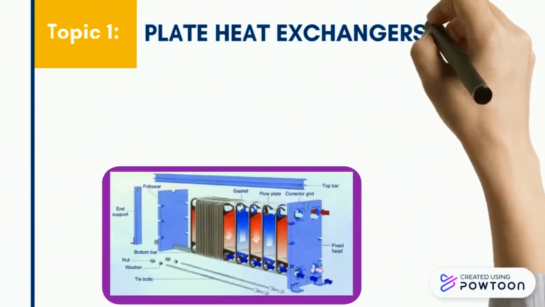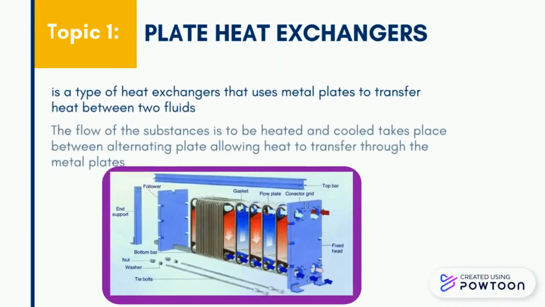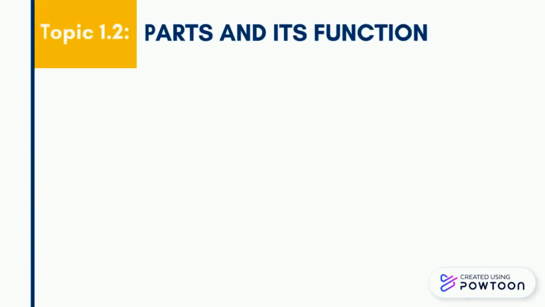Topic 1. Plate heat exchangers. Plate heat exchangers is a type of heat exchangers that uses metal plates to transfer heat between two fluids. The flow of the substance to be heated and cooled takes place between alternating plates, allowing heat to transfer through the metal plates.